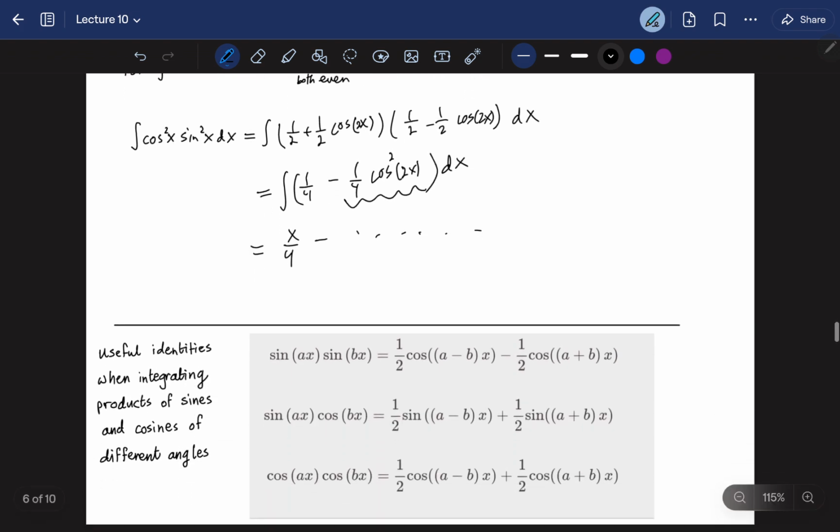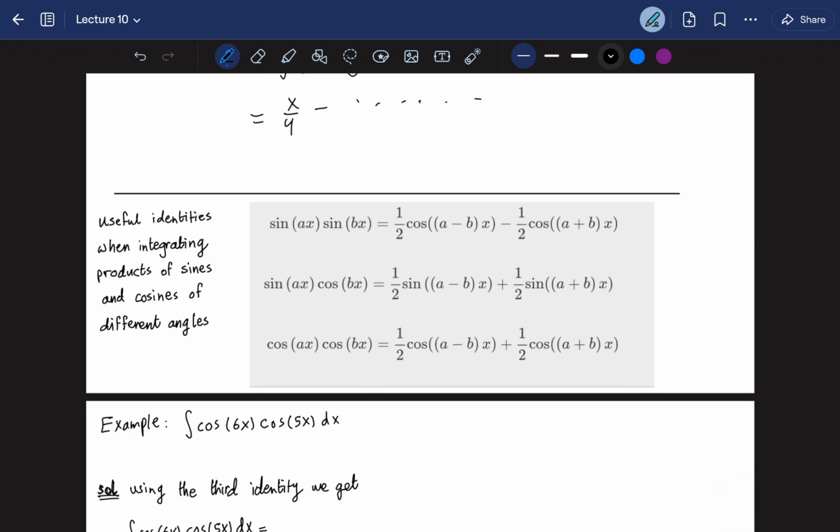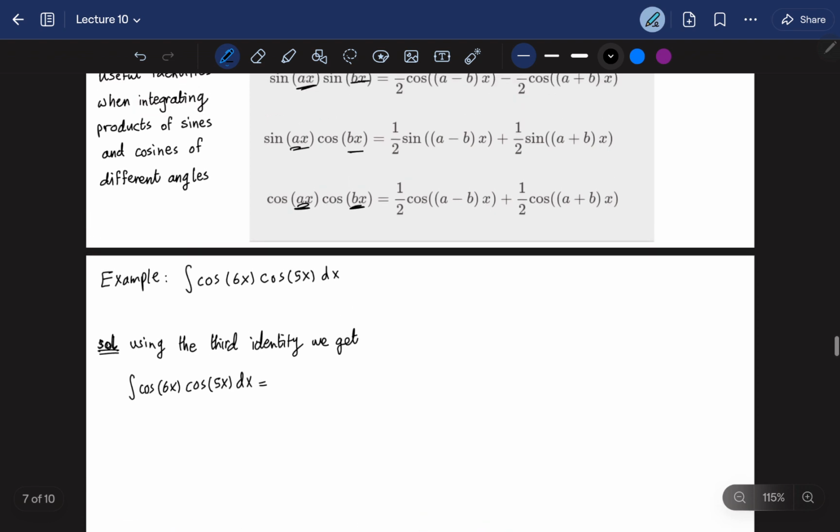Now we have these useful identities that could help us integrate when we have different angles of sine and cosine. Again, these identities would be provided in the exam if needed. So let's use one of them. If I have cosine 6x, cosine 5x, how would I integrate? Because here I can't combine them into cosine squared because we have different angles. So to use it, I'm just going to apply this identity here.